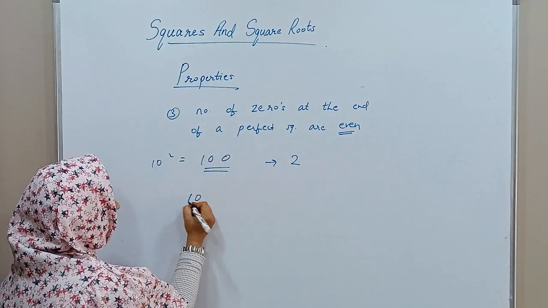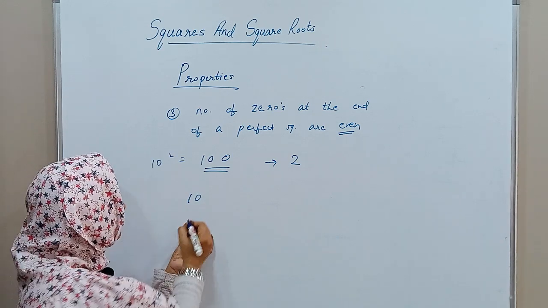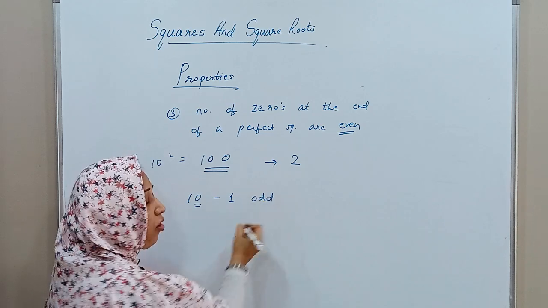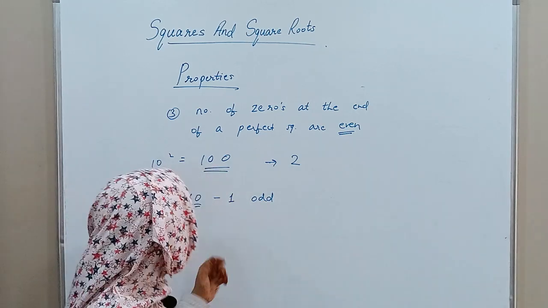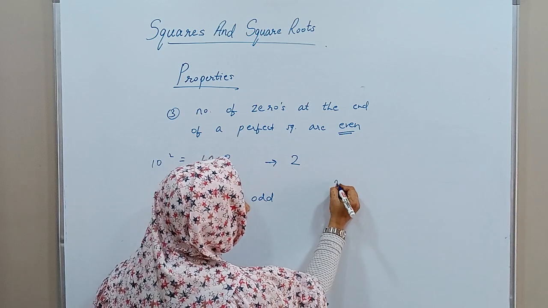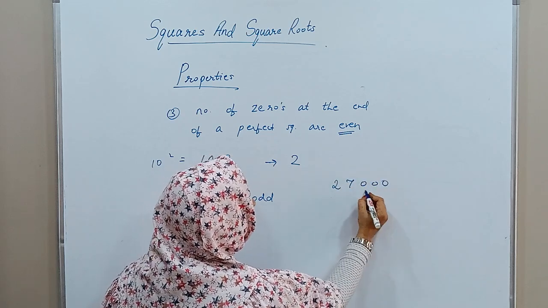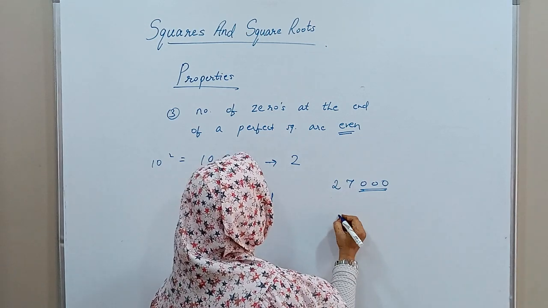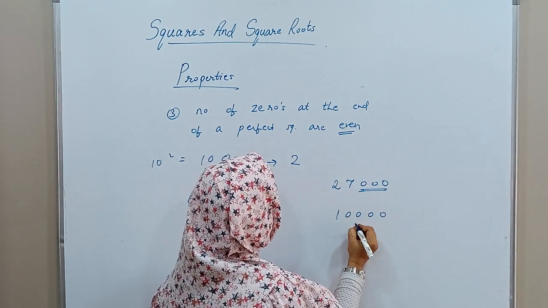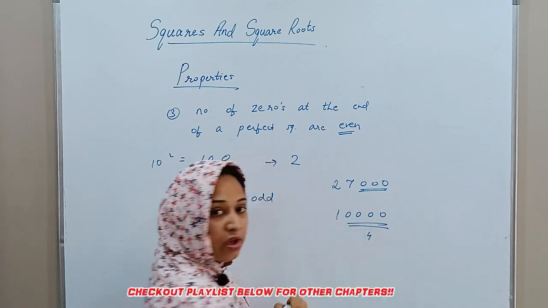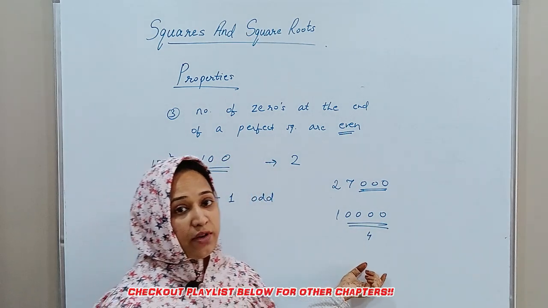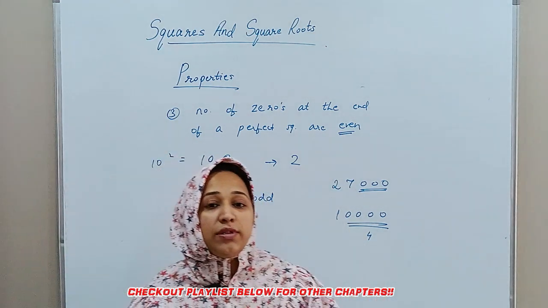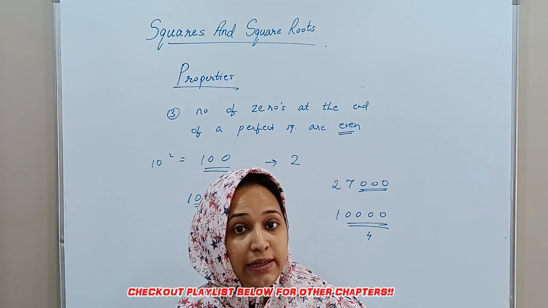Suppose I say, is 10 a perfect square? The number of zeros in 10 is only 1, that is odd. Since the number of zeros is odd, it is not a perfect square. Suppose I have the number 27000. Here we have 3 zeros, that is odd, so it is not a perfect square. If I have the number 10000, that is 4 zeros. 4 is an even number, so an even number of zeros makes it a perfect square. So the third property says that the number of zeros at the end of a perfect square is always even.